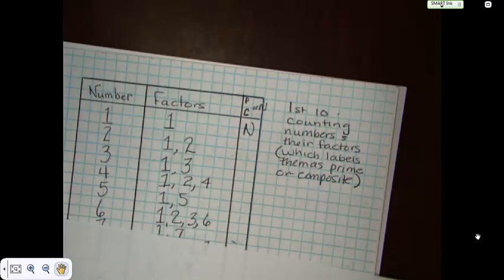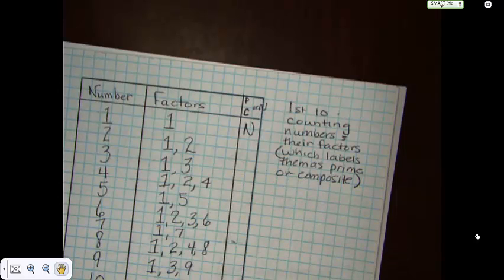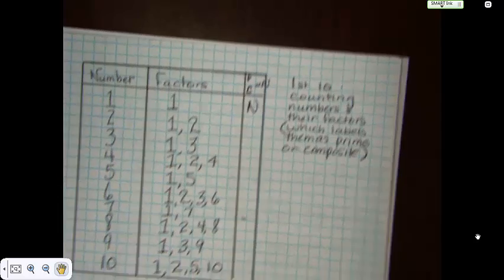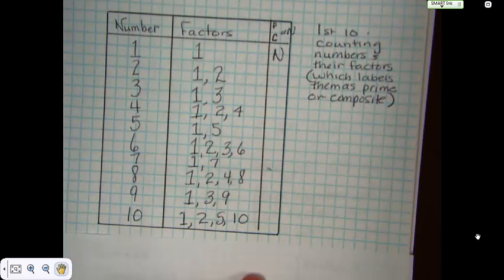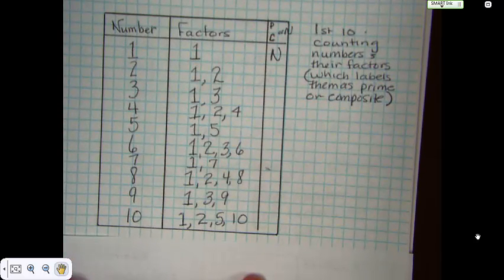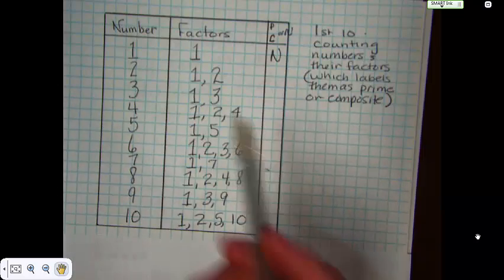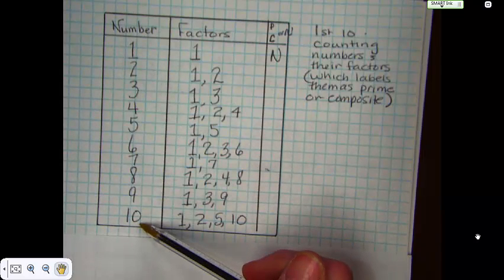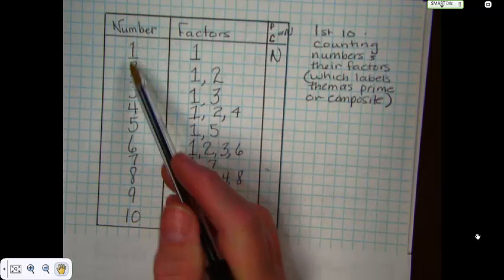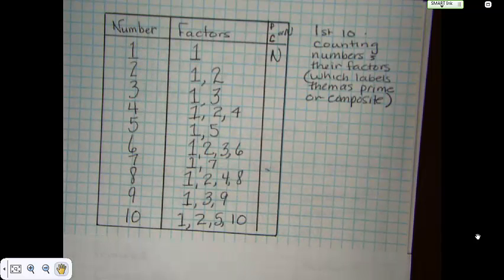Now this little chart is kind of nice because it helps you to figure out numbers between 1 and 10, and then you can always go on further than that. But these are the numbers that I thought I would cover today, and you can take a look at them. We're going to identify counting numbers, prime numbers, and composite numbers. Okay, 1 through 10, those are all counting numbers, every single one of them, because you count 1, 2, 3, 4, 5, 6, 7, 8, 9, 10.